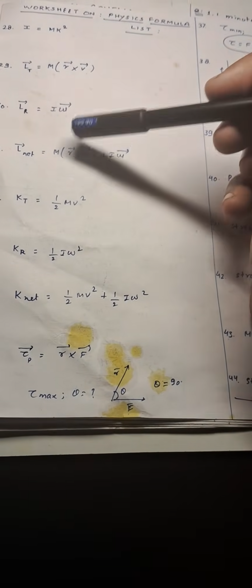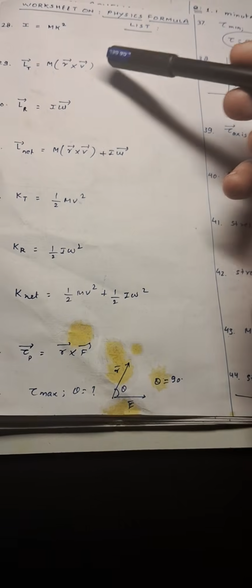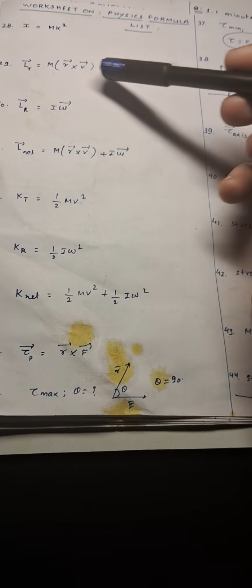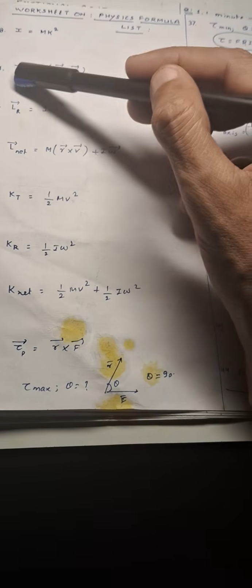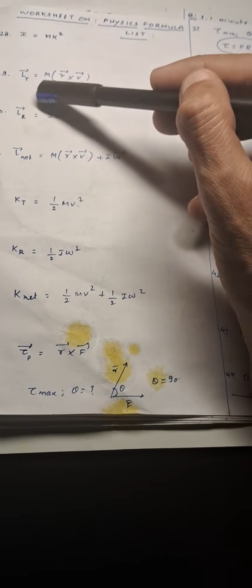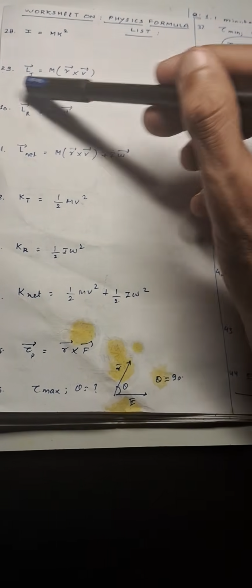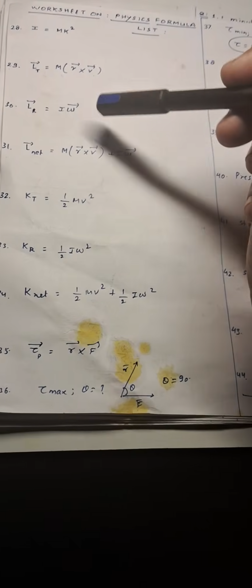Next is angular momentum. If a point mass is moving with a position vector r and velocity v at a certain instant, its angular momentum about a certain point is m r cross v. While in case of pure rotational motion, if a rigid body is rotating about an axis with an angular velocity omega, its angular momentum is I omega.